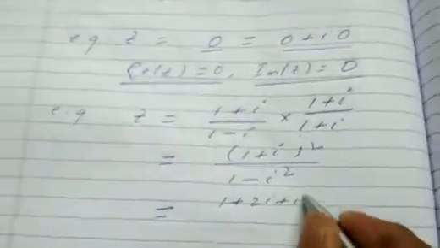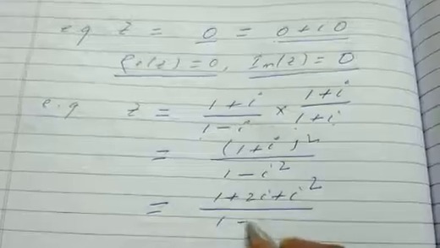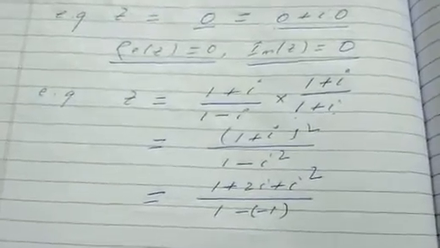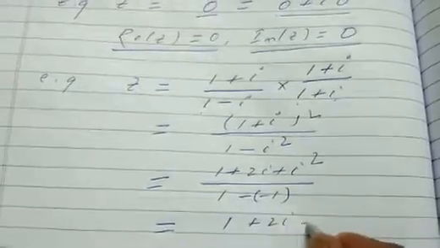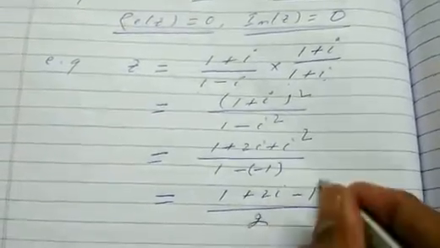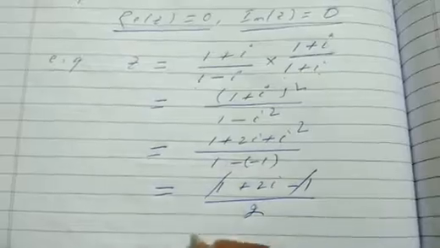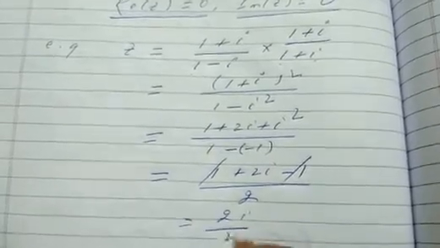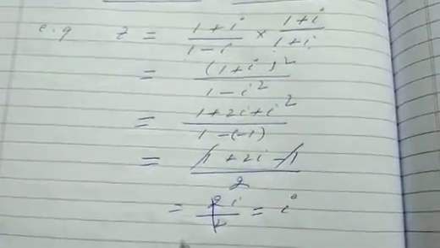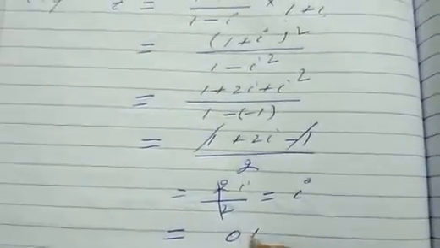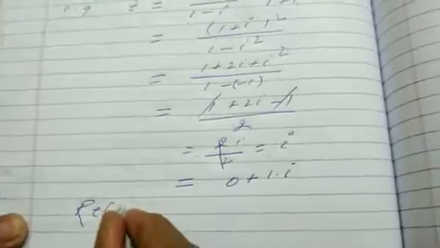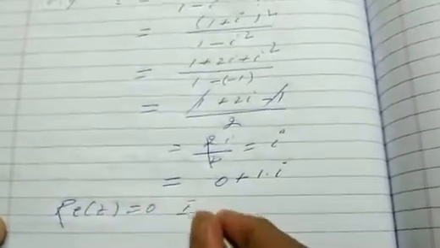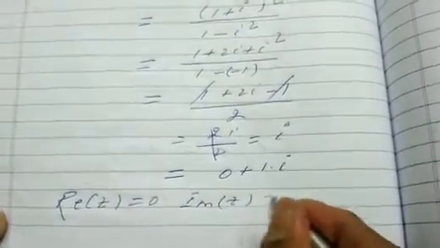So this is 1 plus 2i plus i square, and here it is 1 minus of minus 1, because i square is minus 1. So this is (1 plus 2i minus 1) upon 2. The 1 will go out, and this is 2i by 2, the 2 cancels, and this is i. We can write it in the standard form 0 plus 1 into iota. Here, the real part of z is equal to 0 and the imaginary part of z is equal to 1.